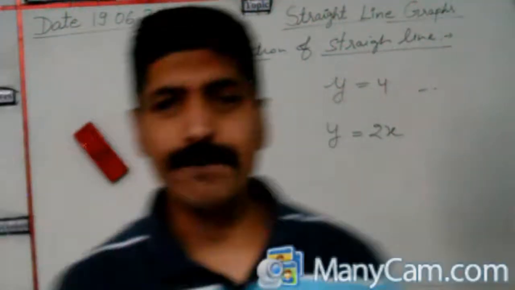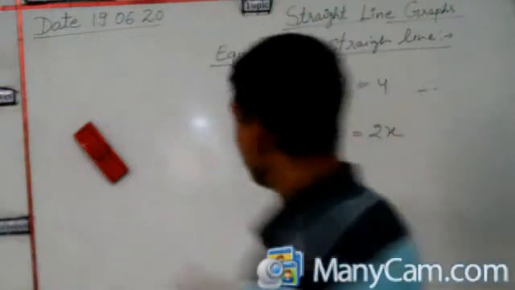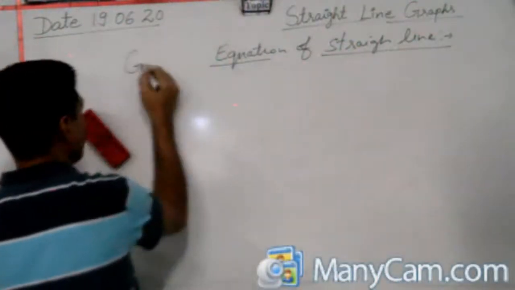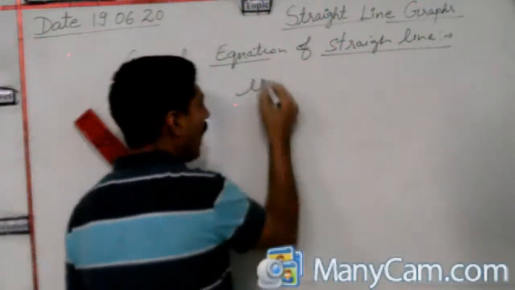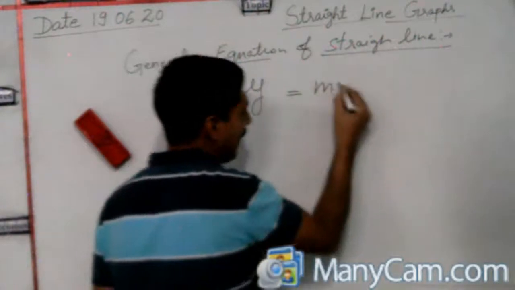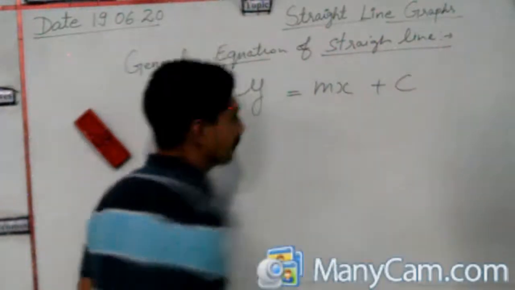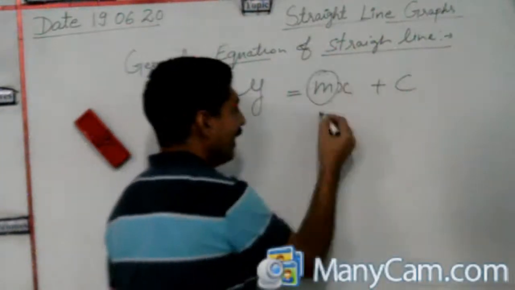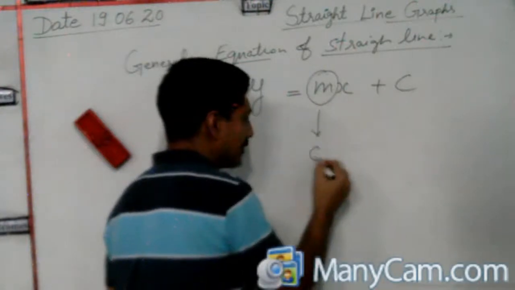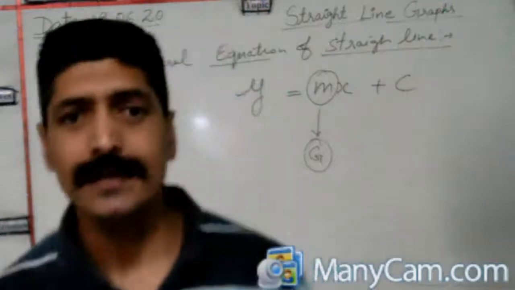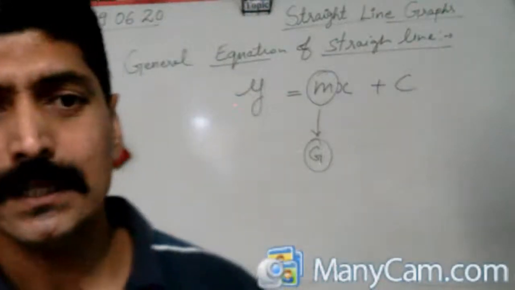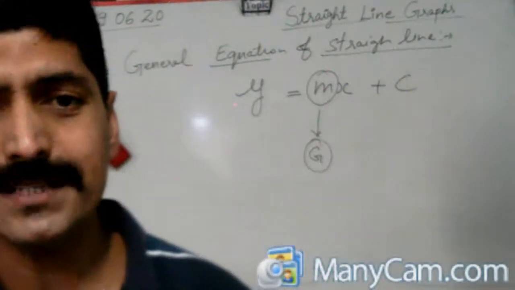So we have already discussed the general equation of a straight line, that is y is equal to mx plus c, where m is the gradient and c is called the y-intercept.